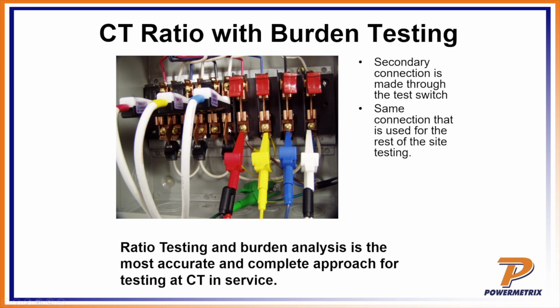The secondary, of course, comes right at the site. It's made on the test switch, and the advantage of this is it's the same connection that is used for the rest of the site testing. So you don't have to move anything, and you're in a safer situation. So ratio testing and burden analysis is the most accurate and complete approach for testing at the CT in service. And that's the real advantage: you see what's happening while it's working.